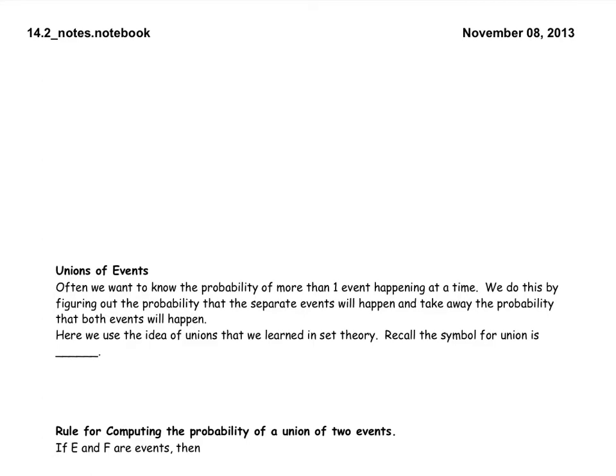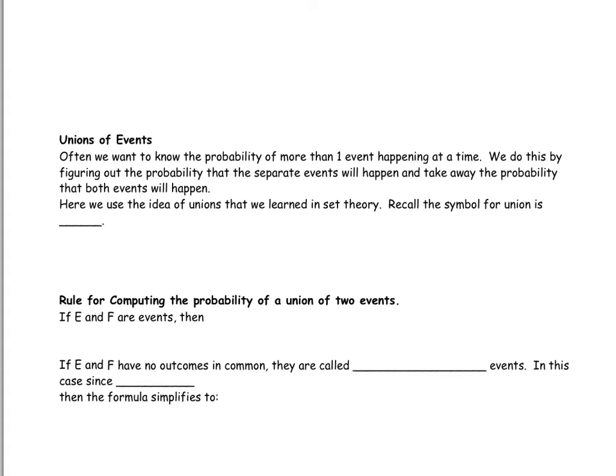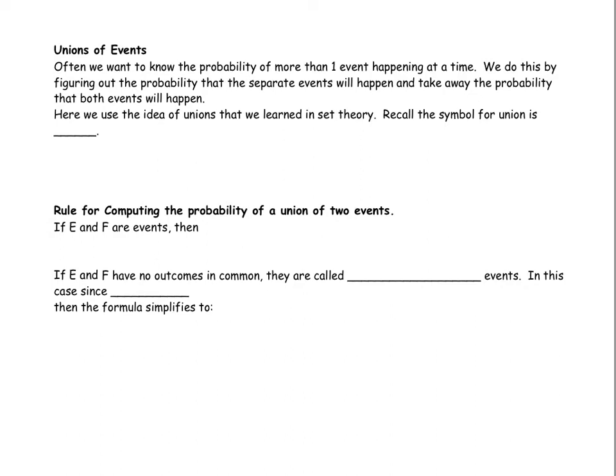Alright, so now unions of events. Again, this comes back from set theory. Often we want to know the probability of more than one event happening at a time, and we do this by figuring out the probability that the separate events will happen and take away the probability that both events will happen. So here we use ideas of unions that we learned in set theory. So recall the symbol for union was the U-looking symbol. Looks like this.